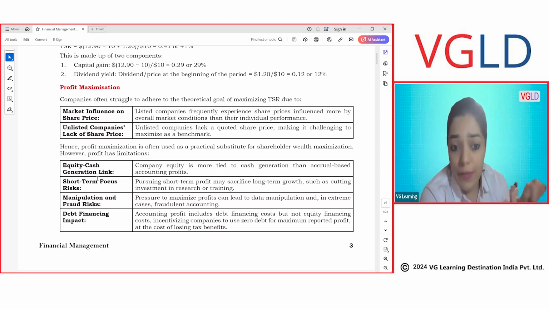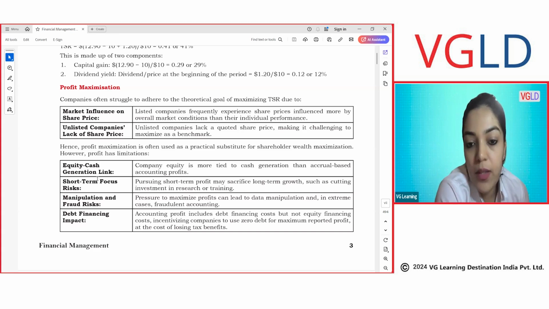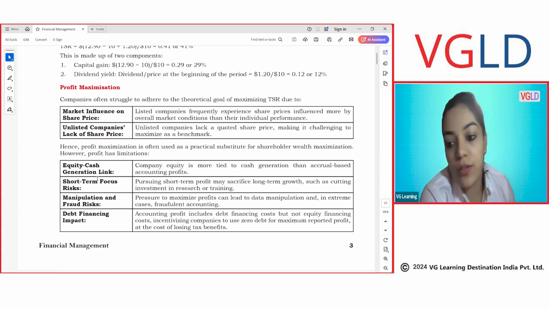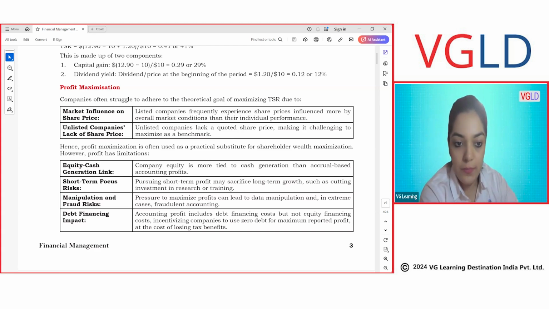However, profit has some limitations. Number one is the equity cash generation link. Company equity is more tied to cash generation rather than accrual based accounting profits.